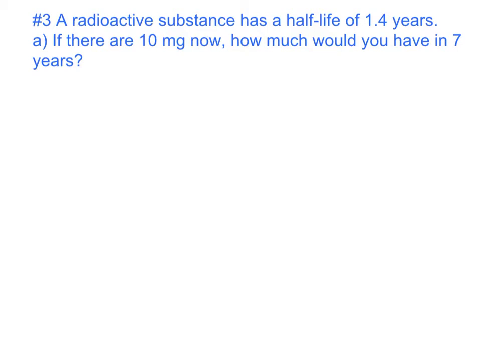Application problems. So a radioactive substance has a half-life of 1.4 years. In part A, if there are 10 milligrams right now, initially, how much would you have left in 7 years? Well, folks, this one shouldn't be too hard. It loses half of its amount every 1.4 years. So a formula should be popping into your head, and it's this formula. We've used him before. A of t equals the initial amount times b to the t over k power.